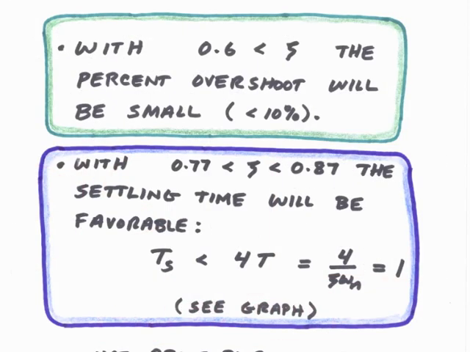With zeta greater than 0.6, the percent overshoot will be small. It will be less than 10%. So this is a desirable range of values for zeta. If zeta is chosen between 0.77 and 0.87, then the settling time will be less than 4 times the time constant.